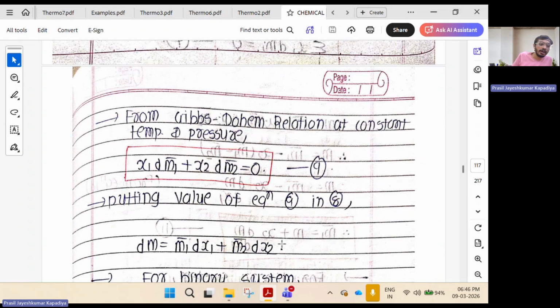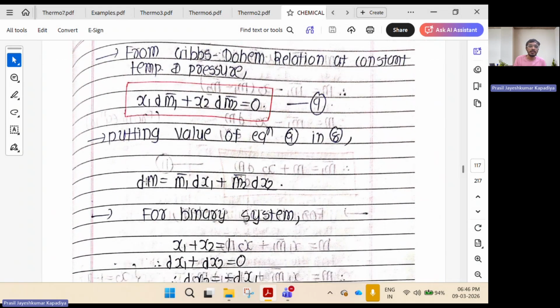Now let's say I'm having a binary system. So if the composition of one component I am fixing, the second component is automatically fixed. If I fix the mole fraction of one component, the second will be automatically fixed because x1 plus x2 should sum up to 1. So this equation is dm is m1 bar dx1 plus m2 bar dx2.